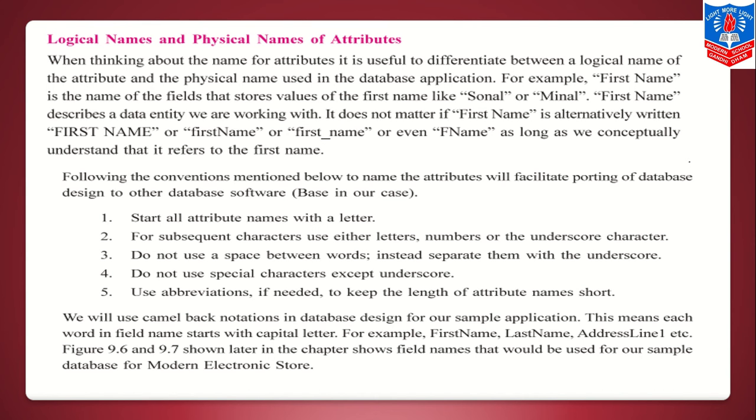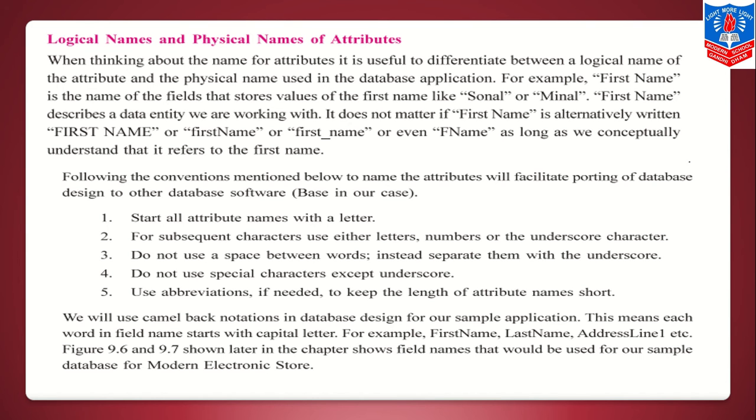Start all attribute names with a letter. For subsequent characters, use either letters, numbers, or the underscore character. Do not use a space between words. Instead separate them with an underscore. Okay, do not give a space when writing a name if it has two words. Okay, put what? The underscore in between. Do not use special characters except underscore. No asterisk, no semicolon, no inverted comma, no question mark, no ampersand, no percent sign. So no special characters. Only underscore you can use in your name writing.